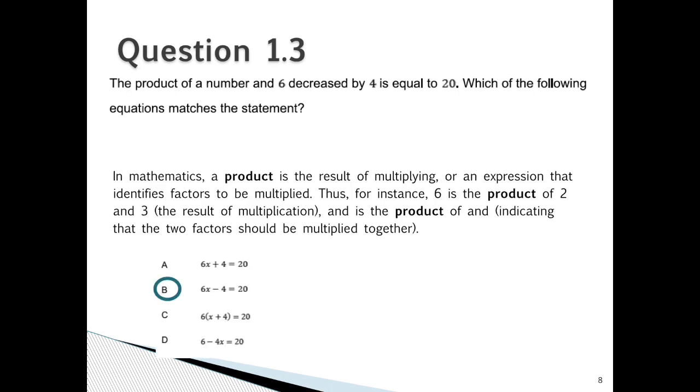In mathematics, a product is the result of multiplying, or an expression that identifies factors to be multiplied. Thus, for instance, 6 is the product of 2 and 3, the result of multiplication, and the word product indicates that two factors should be multiplied together. In this case, the answer is B. 6x minus 4 is equal to 20.